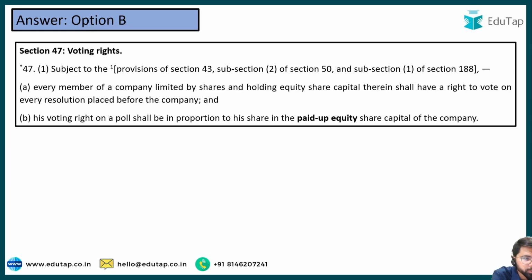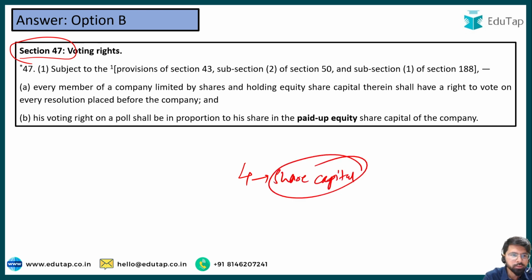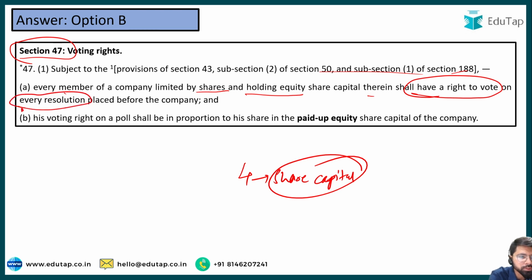Let us look at this provision. This is asked from Section 47 of the Companies Act, again coming from Chapter 4, share capital. This is all technical language. You need not remember it, but know that every member of a company limited by shares and holding equity shares shall have a right to vote on every resolution. These are important keywords, friends. So if you are a shareholder of, say, Reliance company, you have a right to vote on every resolution which has been placed before the company.